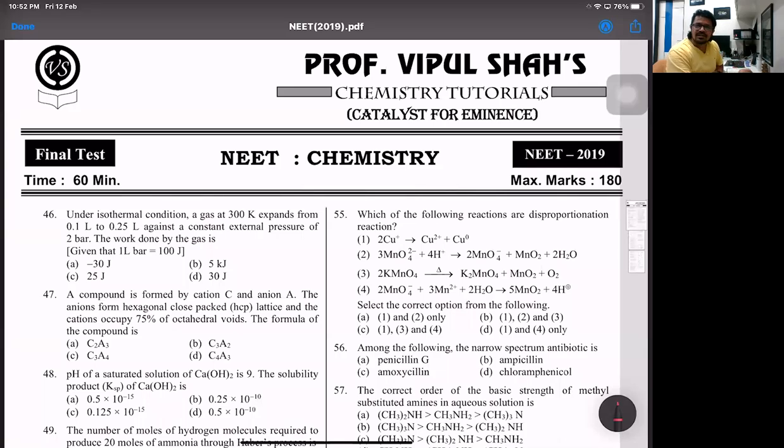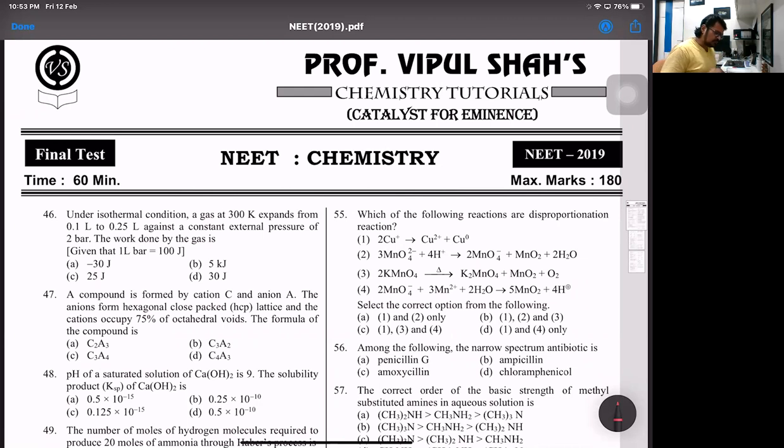All right, let's discuss this 2019 paper. Before I start the discussion, the paper was exactly with respect to NCERT: the index questions, the exercise questions, and the lines picked up from NCERT. The paper was not at all tough, very easy, and the numericals were also very direct.